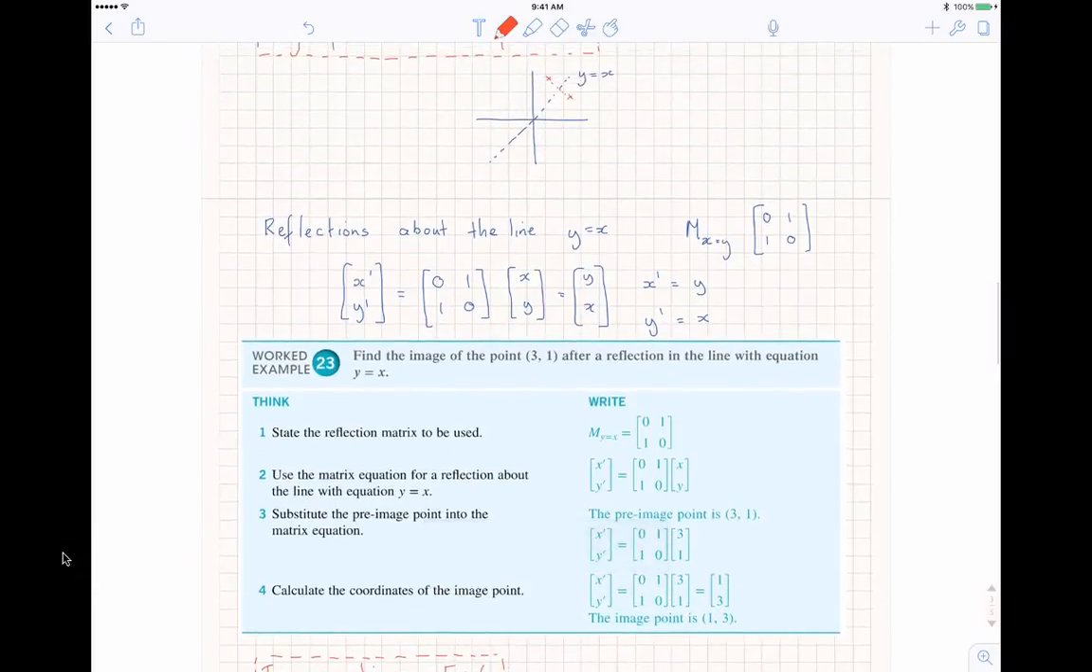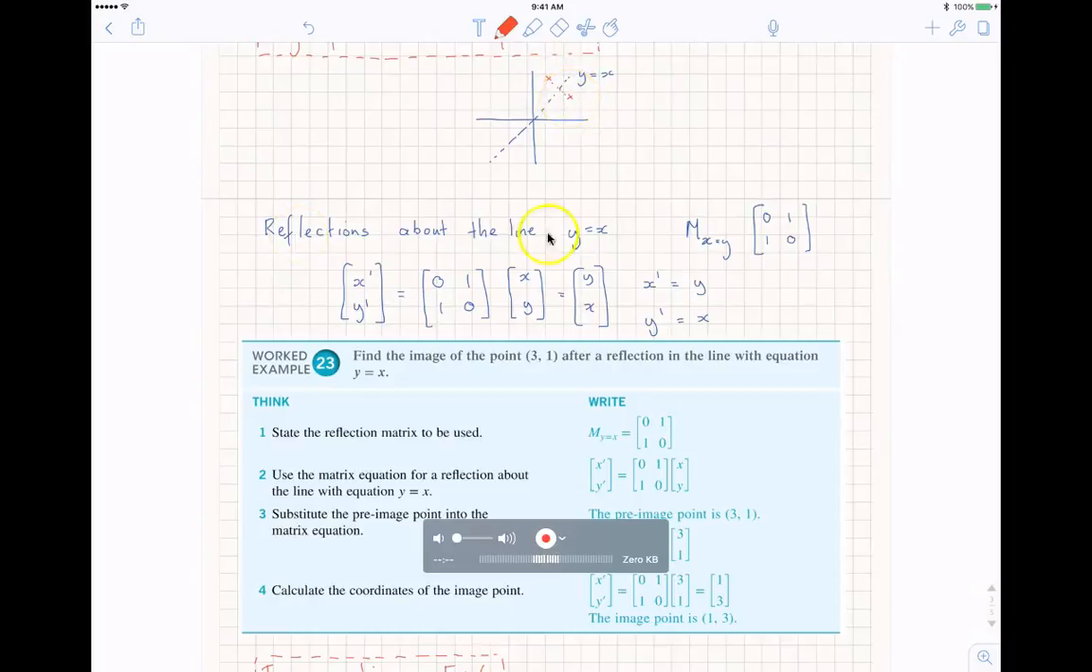Okay, so we need not only reflect around the x-axis and the y-axis, we can also reflect about other lines. So for instance, we can reflect points about the line y = x, so that's the diagonal through the x, y axis. So we could take this point here, reflect about the line y = x, and get the point over here.